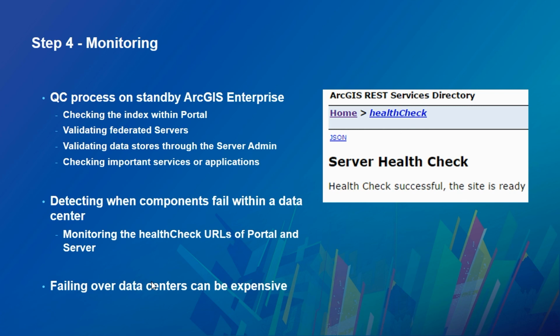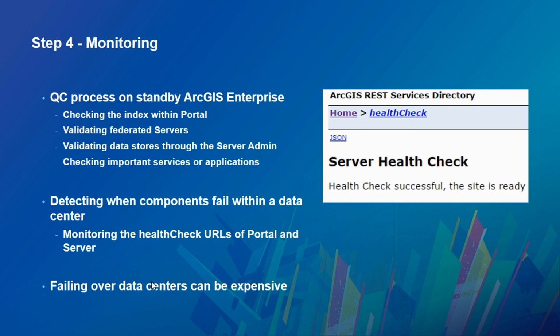A step that you can go through, once the restore is done on standby, is to go through a certain number of checks to make sure that it is in a functional state. Checking that the index is in sync for the portals, and this could be on both of the portal machines. You can validate all the federated servers, make sure that they're all accessible. You can validate all the data stores within server admin. You can also, if your organization has specific services or applications that are particularly important, check those, make sure that they're accessible, make sure that they're returning data, let's say a simple query request.